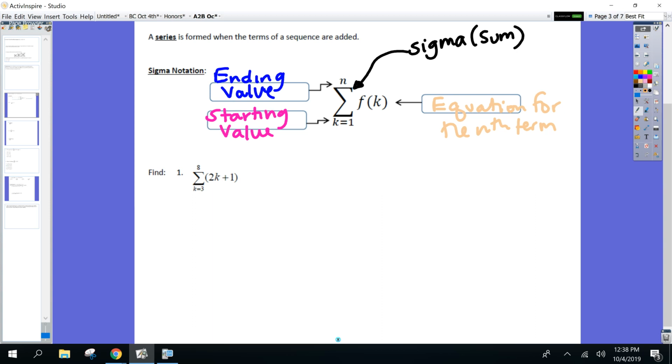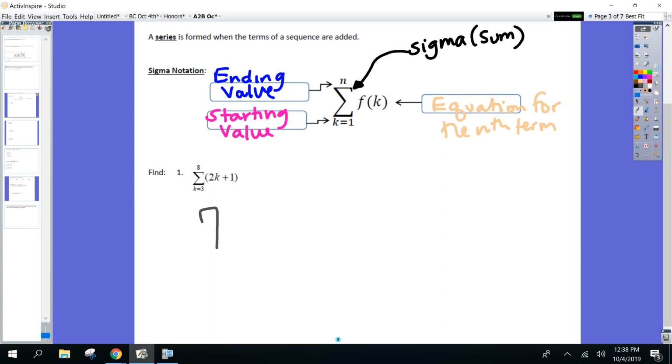Number 1, I got my sigma, so I know I'm going to be adding stuff. What's the bottom number? K equals 3. That's where you start. You start by plugging in 3 into the equation I gave you. So everyone see where the K is. Plug in 3. Let me know what number you get back out. 2 times 3 plus 1, you get out a 7. So that is the first term in my sequence.